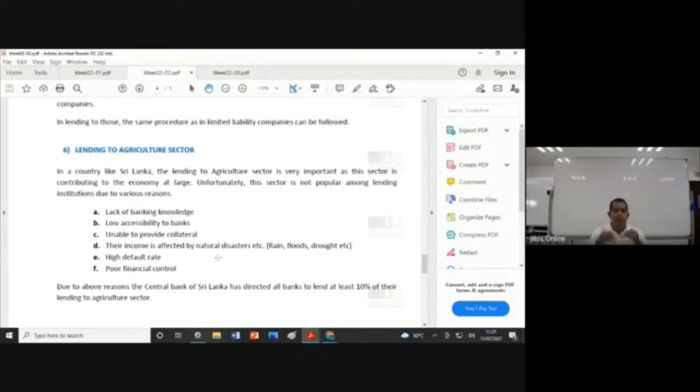But we need to lend to this sector. Otherwise, without this sector, we can't survive. Therefore, the central bank has given a guideline to say 10% of our loan book should be into agriculture. But there are loopholes in that. Tea plantation is also considered as agriculture. So what the banks do, they show their tea plantation book for this agriculture.